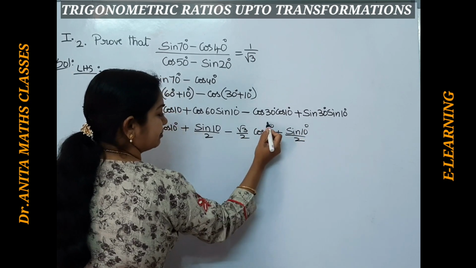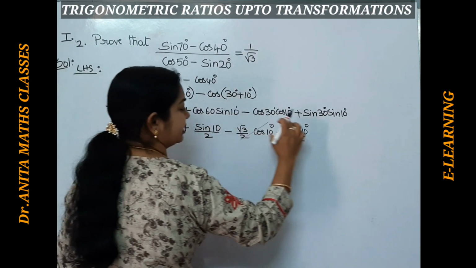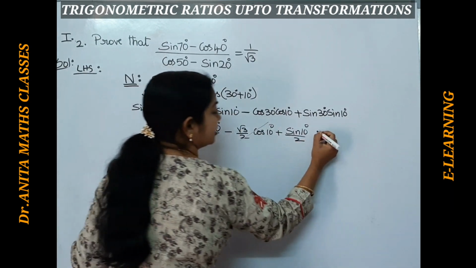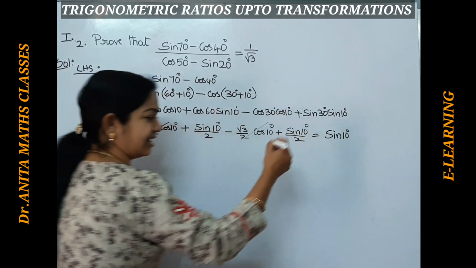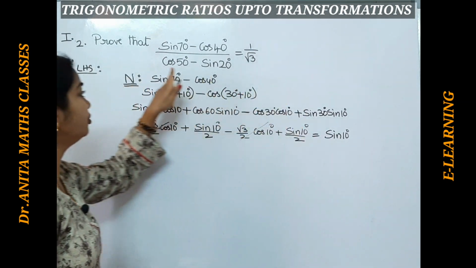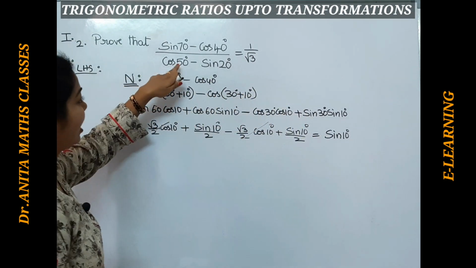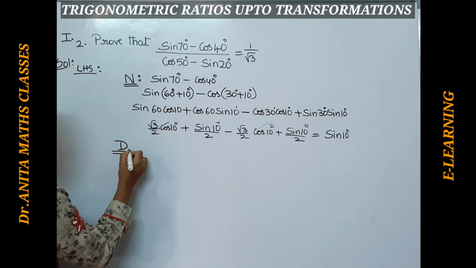So with this part minus and this part plus, we can cancel off. So we have 2 sin 10 degrees by 2. The 2s cancel, so this becomes just sin 10 degrees, which is the numerator part. Okay, so I will also solve the denominator part.